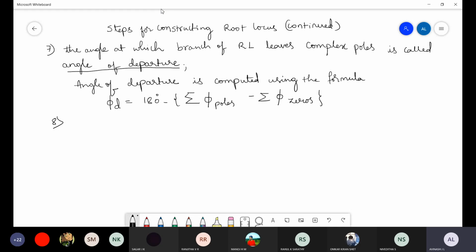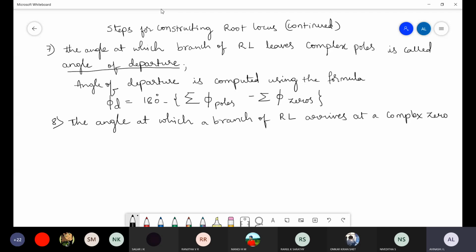As for the steps concerned, you write down the definition: the angle at which a branch of root locus arrives at a complex zero is called the angle of arrival.